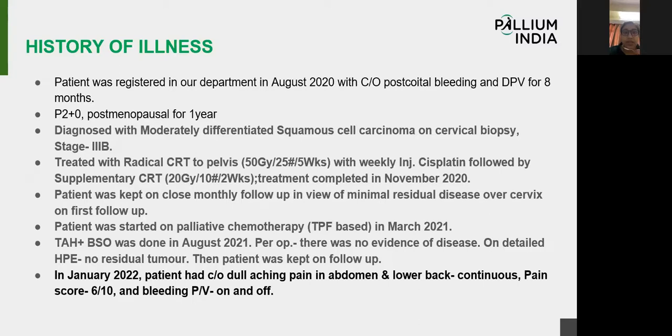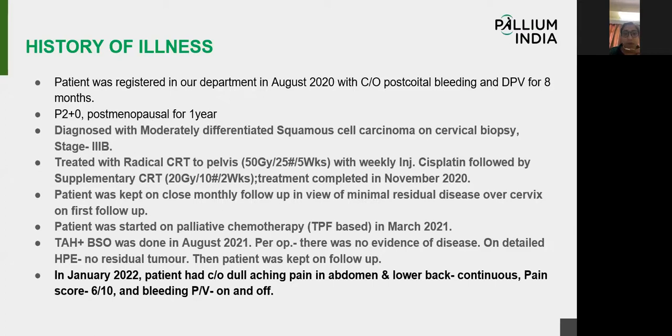History of illness: she was registered in our department in August 2020 with complaints of postcoital bleeding and discharge PV for 8 months, para 2 plus 0 and postmenopausal for 1 year. She was diagnosed with stage 3B CA cervix, moderately differentiated squamous cell carcinoma. She was treated with radical CRT to pelvis with weekly injection cisplatin. Thereafter, she was not fit for intracavitary brachytherapy, so she was given supplementary CRT, and the treatment was completed in November 2020.